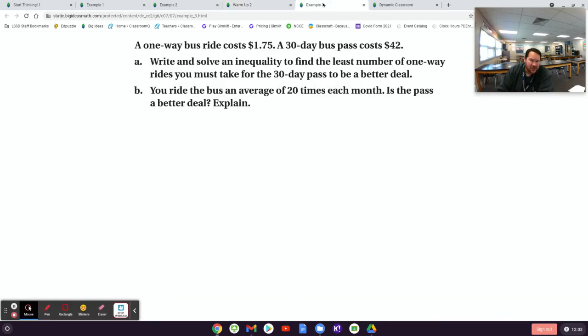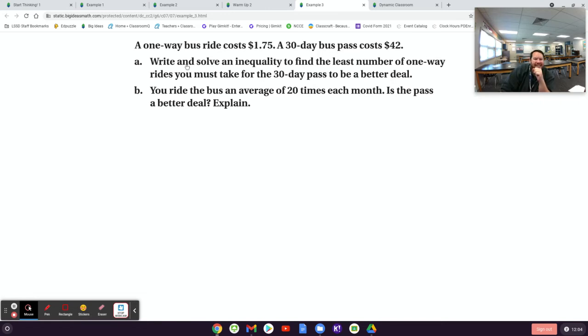You're also going to have a couple of story problems. So this you're going to look at and be like, I don't get it. It's confusing. It's not that bad. We'll just break it down individually and solve this thing. So you can either get one-way bus tickets for $1.75 each bus ride, or you can get a 30-day bus pass, which is $42 for as many times as you want to ride the bus in 30 days.